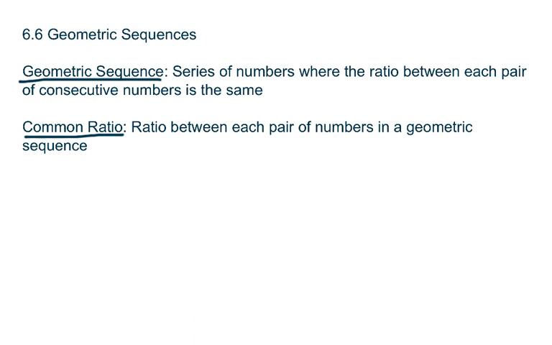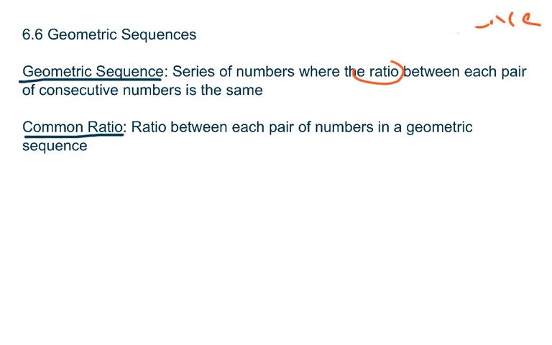Okay, so what a geometric sequence is, and it is a vocab term, it's a series of numbers where the ratio between each pair of consecutive numbers is the same. Now, in arithmetic sequence, this word was different. It wasn't ratio, it was difference. Okay, so in an arithmetic sequence, we were like adding 3 every time, or subtracting 5 every time, or adding a half, or whatever. In geometric sequences, it's a little different.